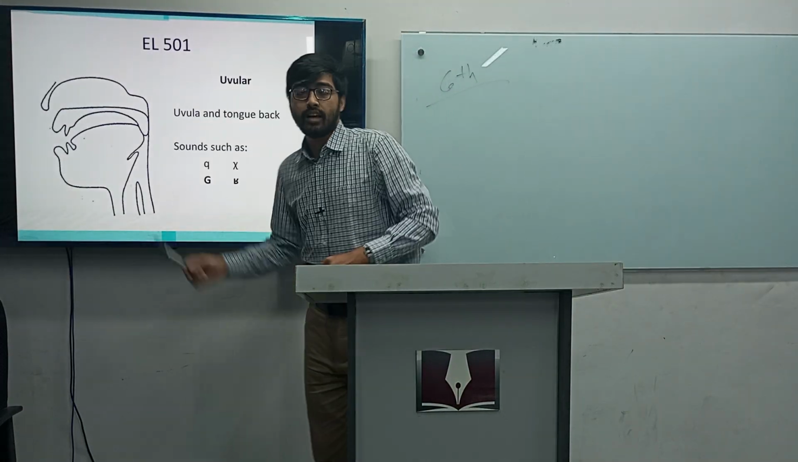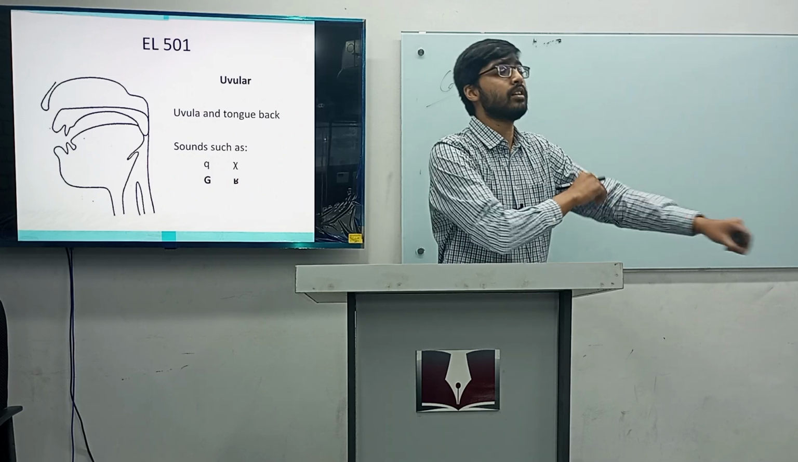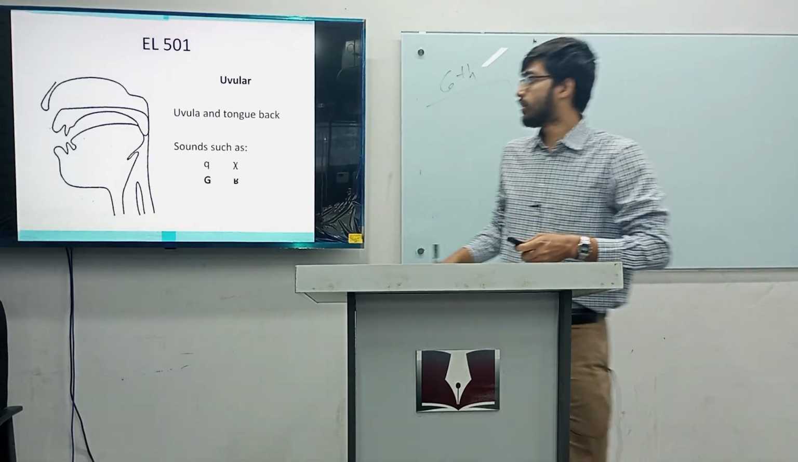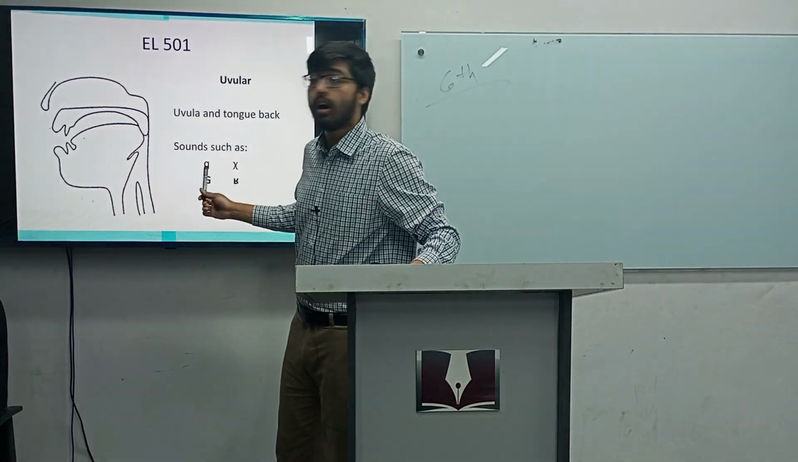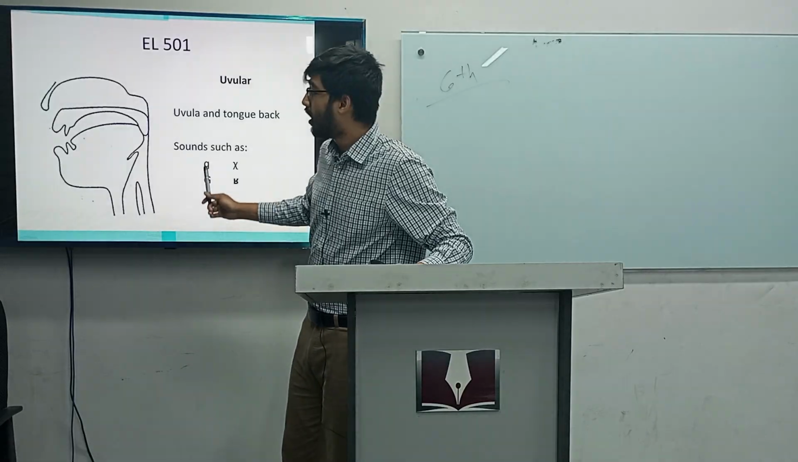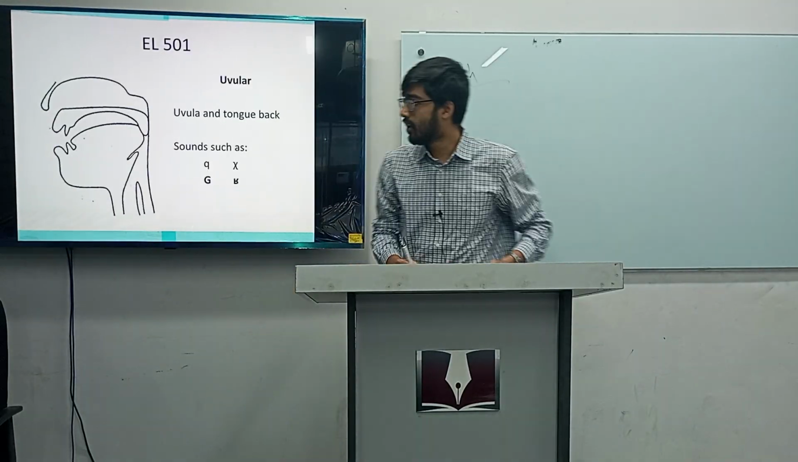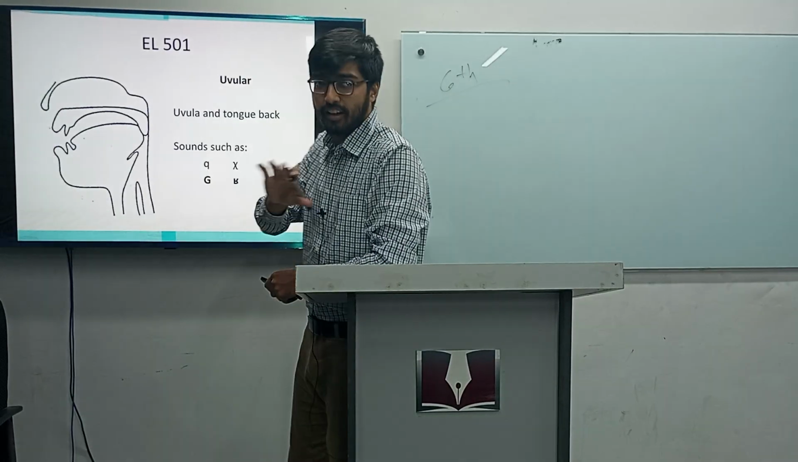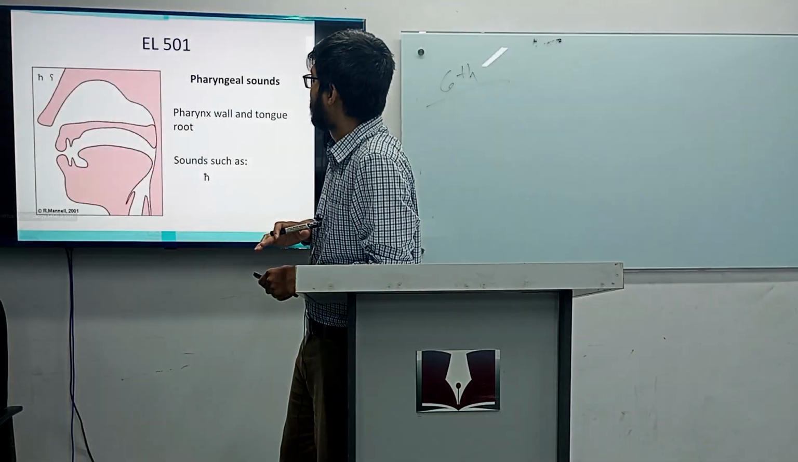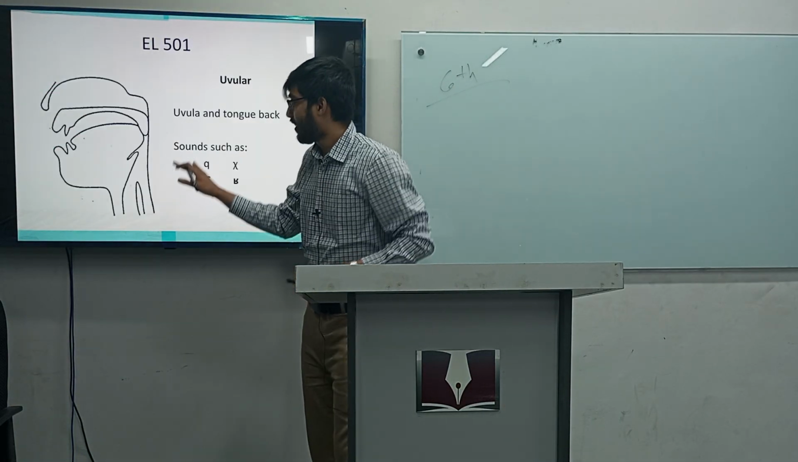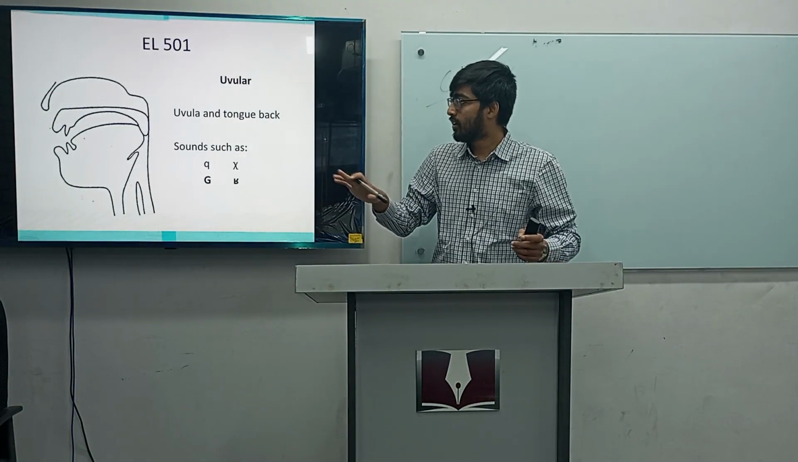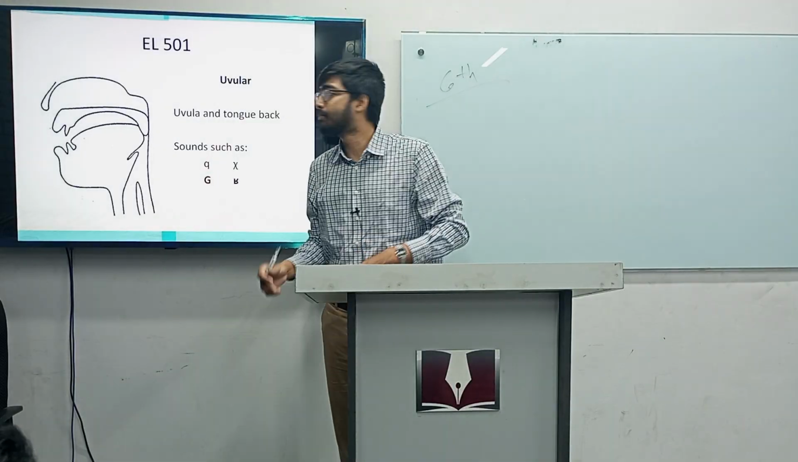Uvular sounds. Well, these sounds are not very common in Bengali or English, but they are common in Arabic. This one is ha, and this one is ra. So that's just one of the uvular sounds. But in order to understand, these two are very important.